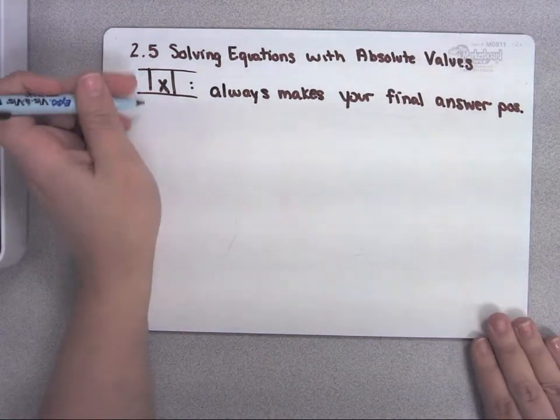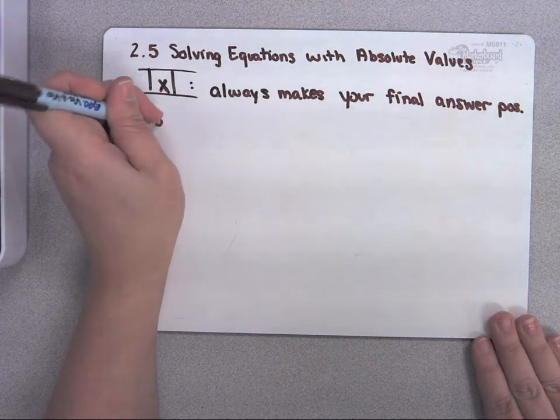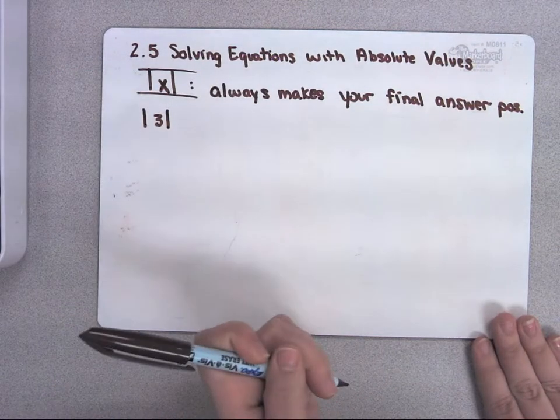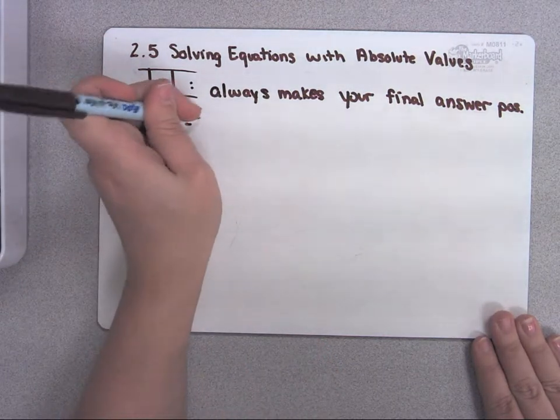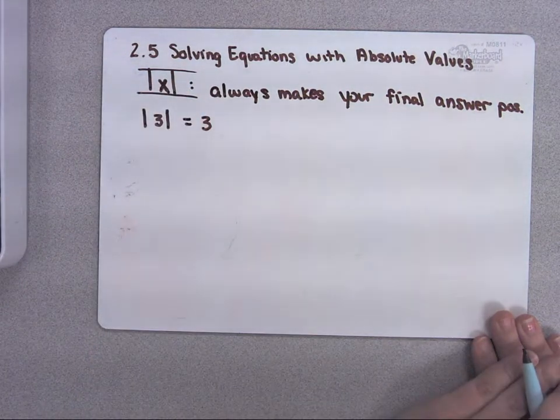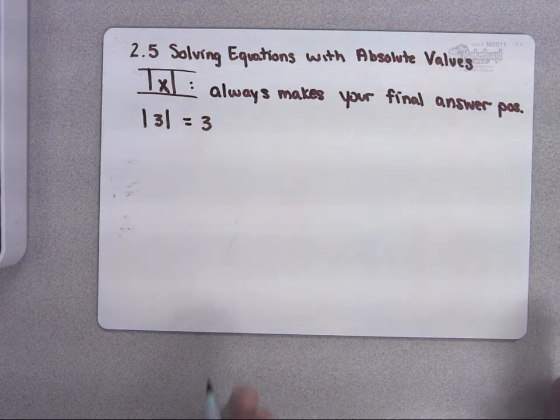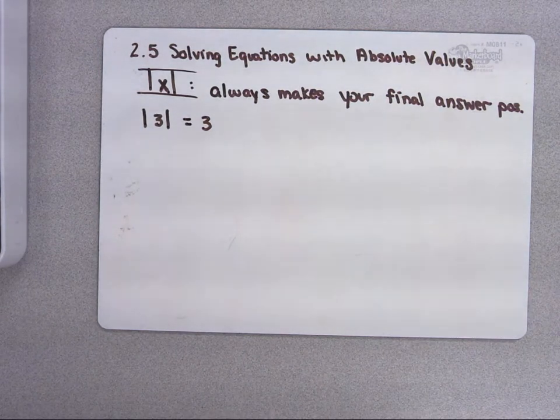Okay, so if I say, what's the absolute value of 3? What's the absolute value of just 3? It's still just 3, right? Because 3 was already positive. So once I take the absolute value of that thing, the signs are gone. It's just the number 3.